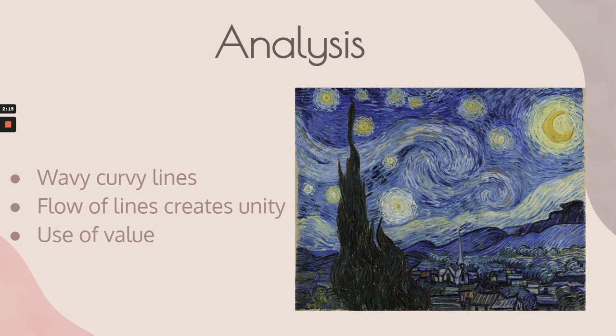So starting to analyze this painting, we've got a lot of wavy, curvy lines, and the way they move and interact creates a really good flow and sense of unity. Another contributing factor to the unity in this painting is the intensity of the colors he used. They all have a similar intensity that are on a bit of a duller side, so they work well together.